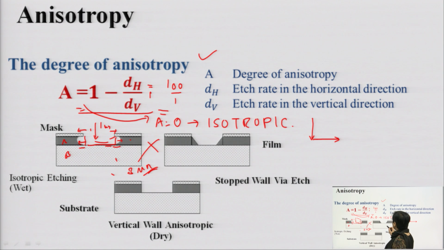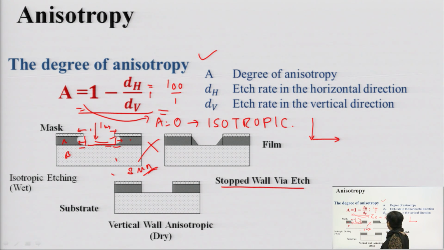Similarly, here also you have a film. There are some techniques which are used. Here you are using a stop wall, through which you can carry out the etching. We will see that in detail in the next lecture.